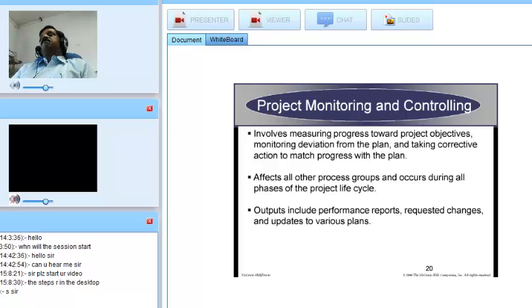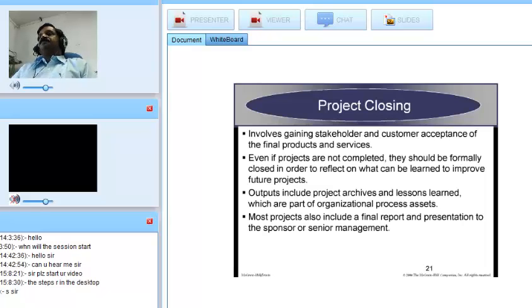So in project monitoring and control, as you can see, it has got a lot of activities which involves complete monitoring and controlling all other phases as well.